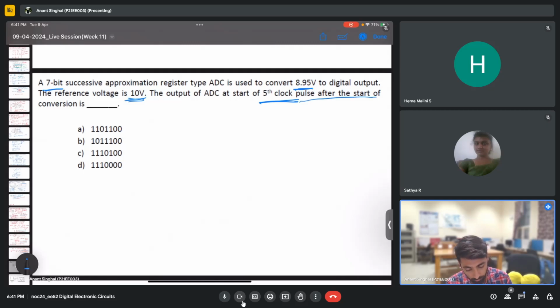So this is after the start of conversion, and again at the start of fifth. In the previous question, it was after the end of the third clock. So it is at the start of fifth, which will be equivalent to the end of fourth. So you can try it out. You can take 5 minutes and then let me know what the answer is, and then I'll also calculate.